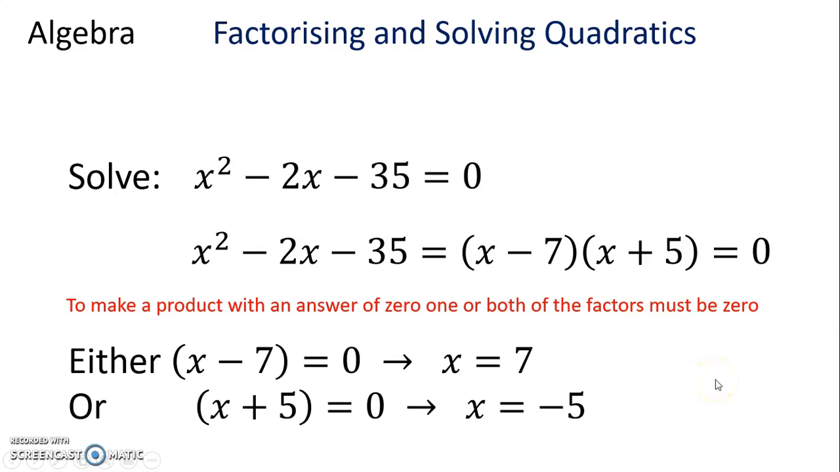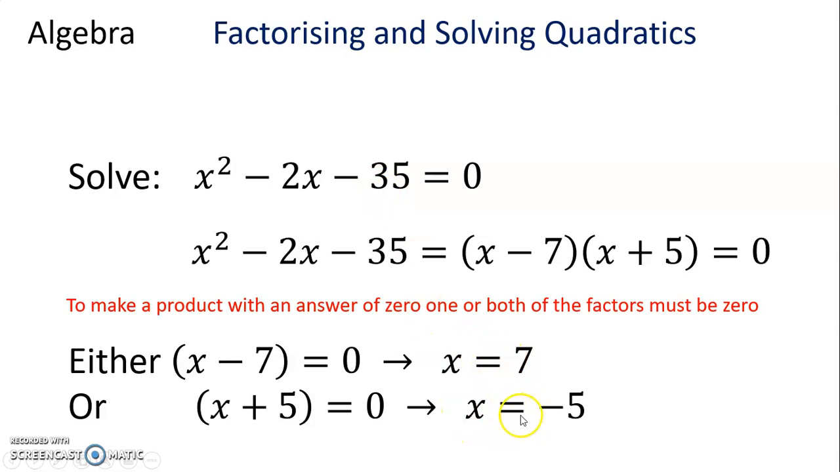So either x subtract 7 is 0, in which case if I add 7 to both sides, x equals 7, or x add 5 equals 0, and if I subtract 5 from both sides, I will get x is equal to negative 5. Now you can actually try both of these. You could substitute 7 into this equation and you will get 0. And you could substitute negative 5 into this equation and you will get 0. So these are both solutions.